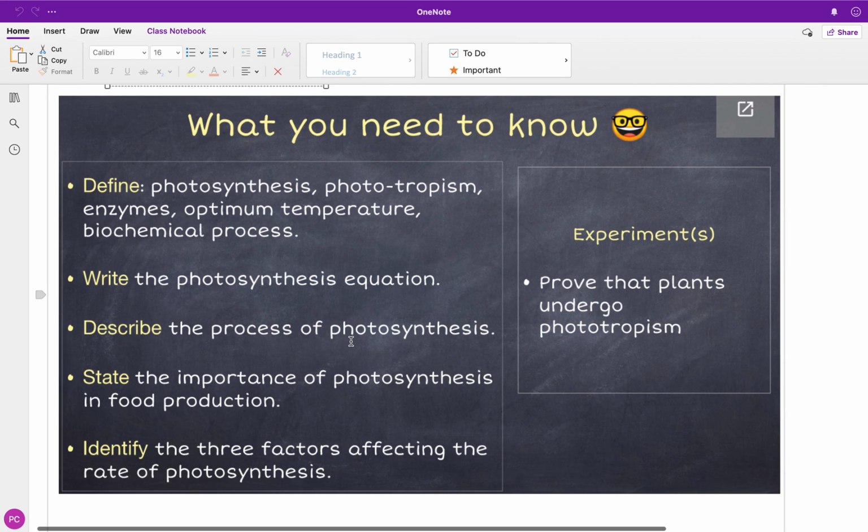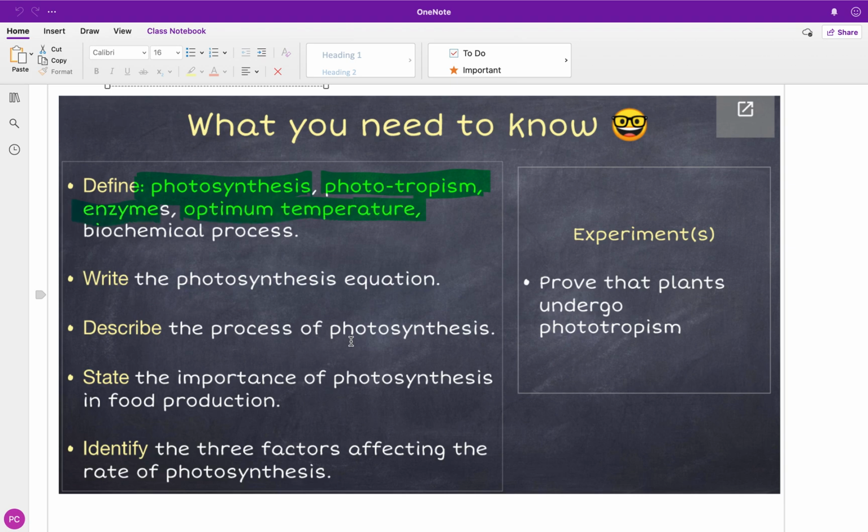So what do we need to know? What kind of things can they ask us? So it comes down to the brass tacks of what they can ask us in an exam. They can ask us a definition. What's photosynthesis? What's phototropism? All new stuff. Enzymes we've dealt with before. Optimum temperature we've dealt with before in respiration. So optimum is the best. What temperature does it work best at? And a biochemical process we've dealt with before.